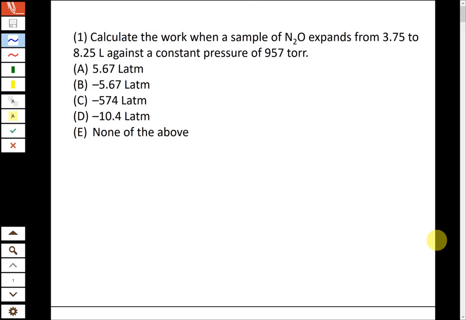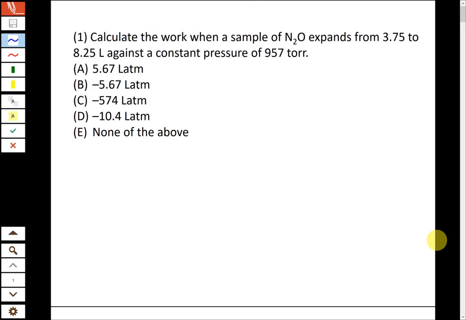And if you recall, the organization of this exam is chapters 7 and 8, and then a little bit of 9, the first 4 sections of 9, which end with phase diagrams. And the exam does roughly go in that order. So what we have here first is material from chapter 7, which dealt with energy, heat, enthalpy, things like that. The first one is: calculate the work when a sample of N2O expands from 3.75 to 8.25 liters against a constant pressure of 957 torr.